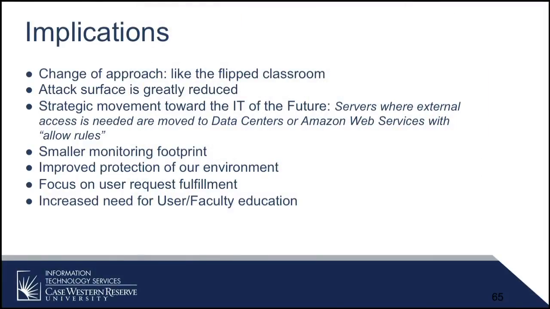It allows us to greatly reduce the attack surface of our network, and it also fits in with our long-term strategy and things that may be in our strategic plan, where we have more external services like the data centers or Amazon Web Services where specific access is needed, and we can provide specific rules to allow that access. We think it improves the protection of our environment. It will allow us to focus on making sure we meet the needs of any requests or exceptions that come in. And it also allows for better monitoring and a smaller monitoring footprint, all benefits that we feel are valuable as we approach this project.